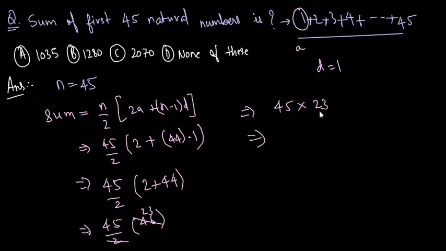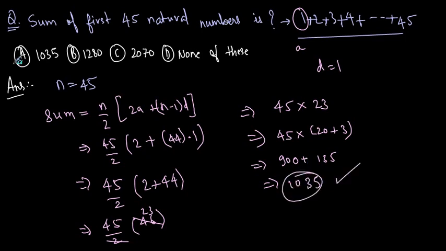Let's multiply this in a better way. 45 into (20 plus 3). Now 45 into 20: 45's double is 90, and this 0 comes here, so 900. Plus 45 into 3: 3 5s are 15, 1 is carry, 3 4s are 12, plus 1 is 13. So 900 plus 135. So the answer is 1035. The correct option is A, 1035.